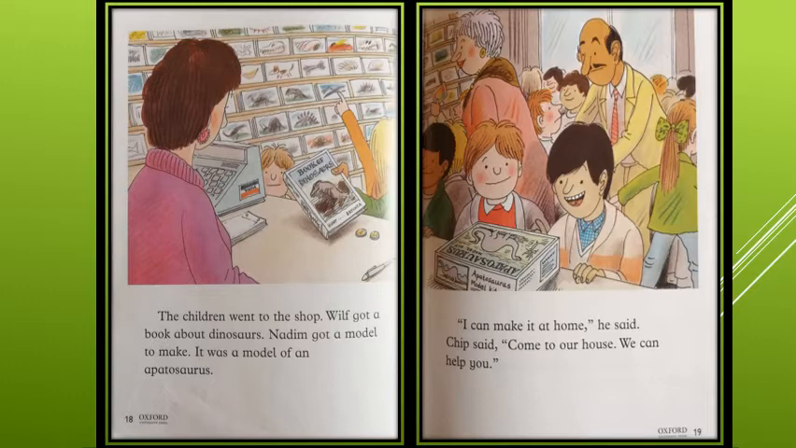You know, students, that in the museums there are shops too. So now the children went to the shop and Wilf got a book about dinosaurs as he was fond of reading books, whereas Nadeem got a model to make. It was an Apatosaurus. You can see from the picture, there is a book of dinosaurs.